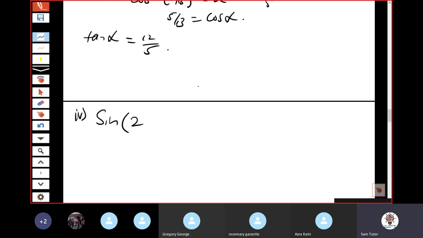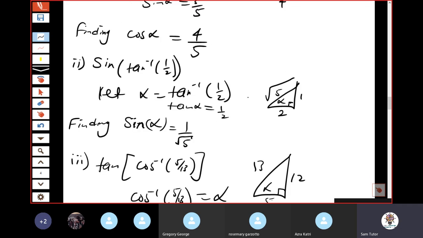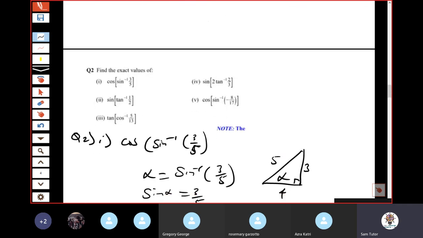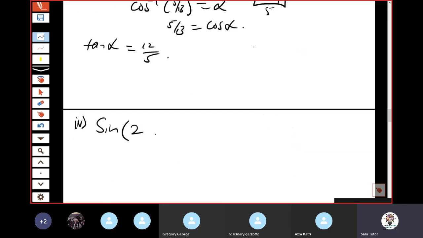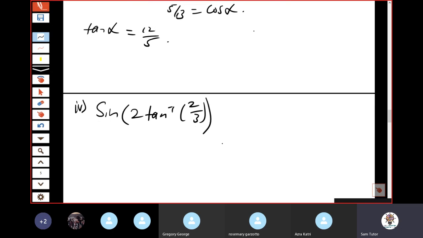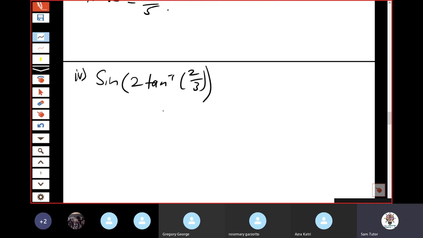Let's do this one with Mariette. Sine 2 inverse tan 2 over 3. Let me know when you're ready. What are you going to let alpha equal? Ignore the 2. Tan inverse 2 on 3. Then you tan both sides, because if you had a 2 there, you'd first have to divide by 2 and then tan. That's annoying, so just tan both sides.